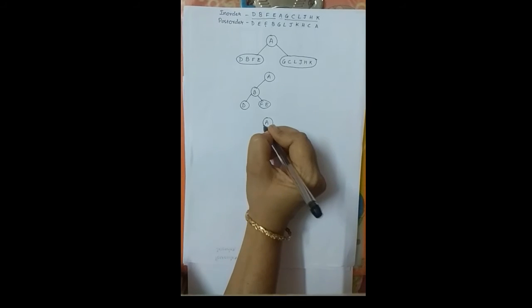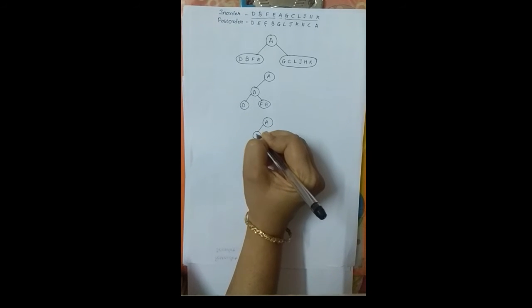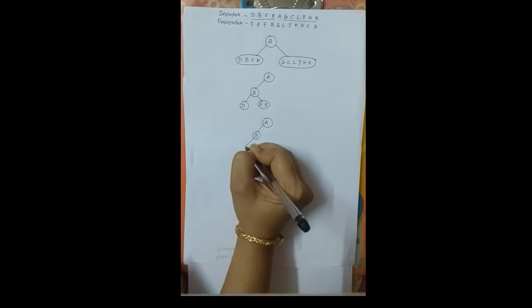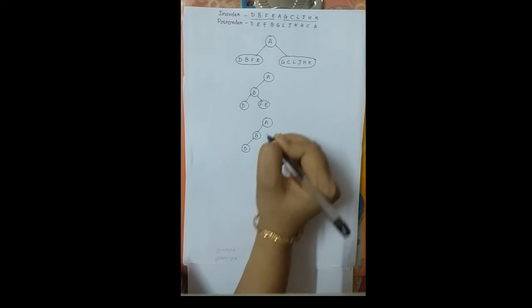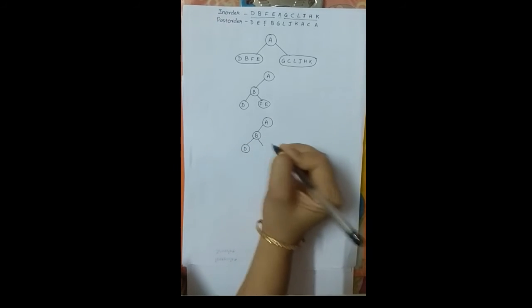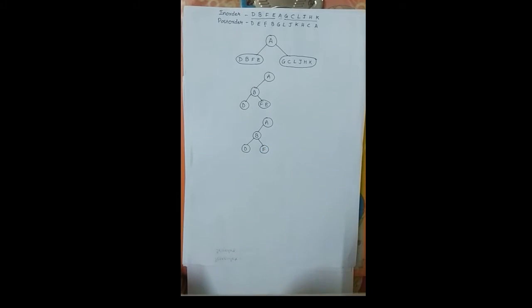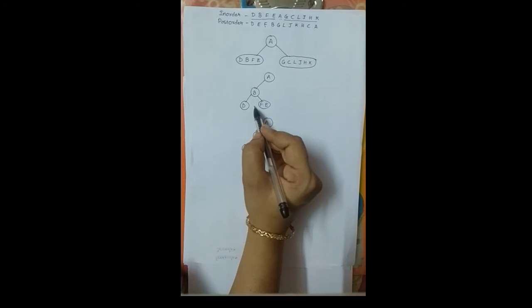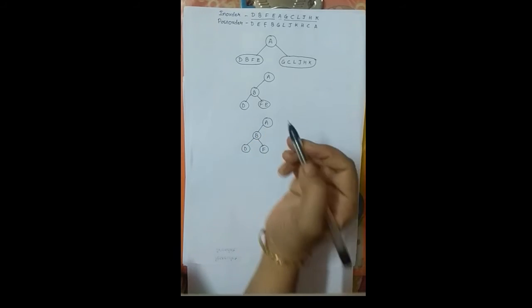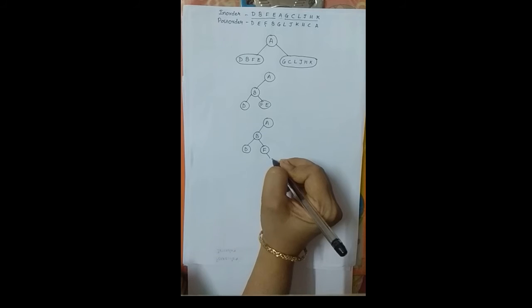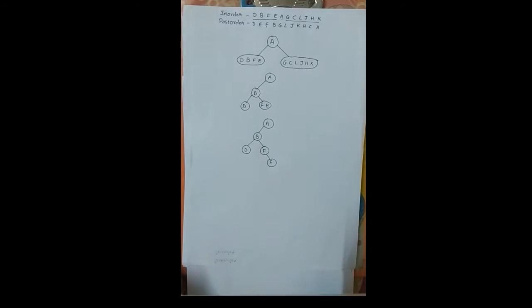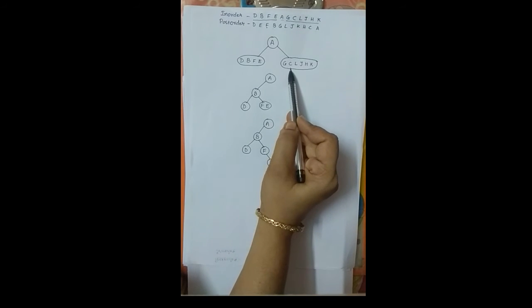Let me copy the previous part as it is. A, B, I have B over here. Here F is going to be a root, so I will mark F. On the left of F, there are no values, so it will not have any left subtree. Whereas on the right of F, it has one value, which is E, indicating that E will be the right child of F. Similarly, we will expand the right subtree.